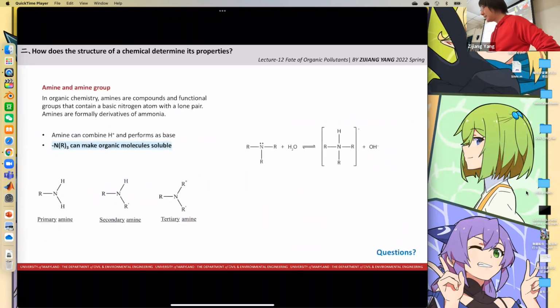The last one is the amine group. And again, amine can combine H+ and perform as a base. So it can become charged like shown here. And because it can become charged, it is soluble in water. So amine can make organic molecules water soluble. So far, do you guys have any questions?